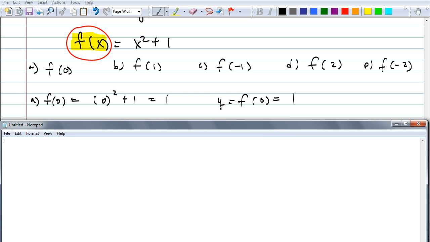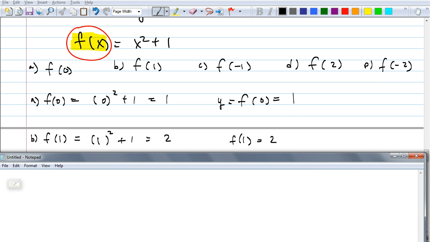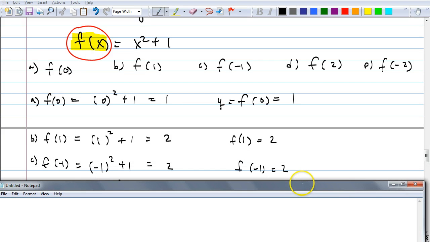Who has B? Let me call somebody. Eddie, what'd you get? F of 1 equals 2. And what kind of work did you show? I plugged in 1 for x. Exactly. And I got y equals 1 plus 1. Perfect. There you go. William, what'd you get for f of negative 1? 2. Also, right? Because if you plug in negative 1, you have to square it, so you get 1 again, and you get 2. Paul, what'd you get for f of 2?